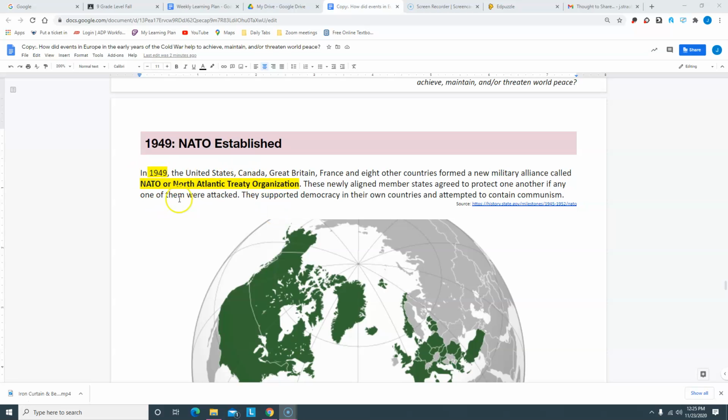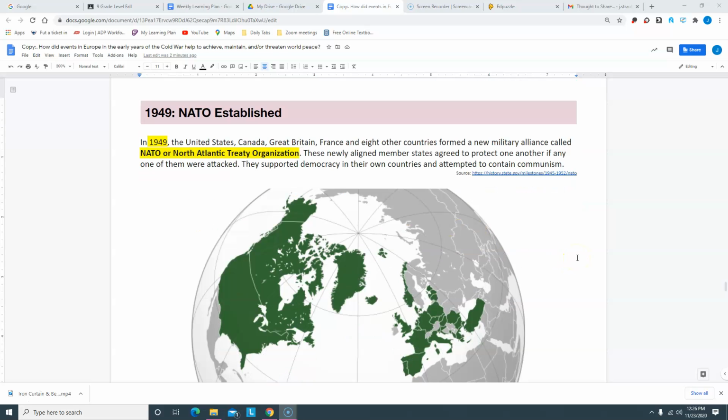So reading this brief paragraph, in 1949, the United States, Canada, Great Britain, France, and 8 other countries formed a new military alliance called NATO, or North Atlantic Treaty Organization. These newly aligned member states agreed to protect one another if any one of them were attacked. They supported democracy in their own countries and attempted to contain communism.